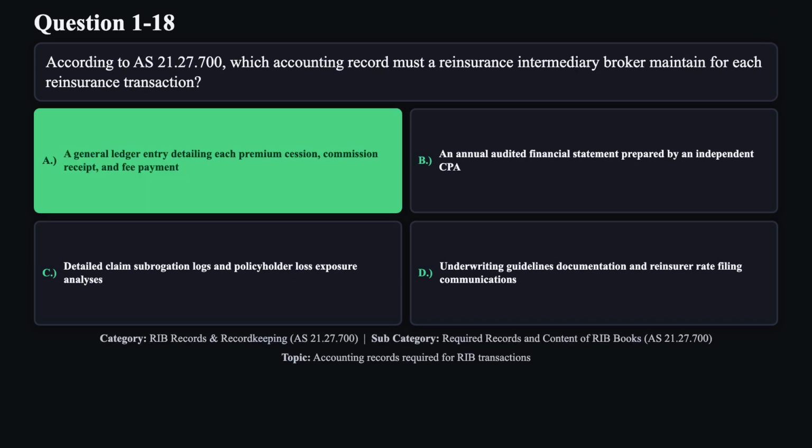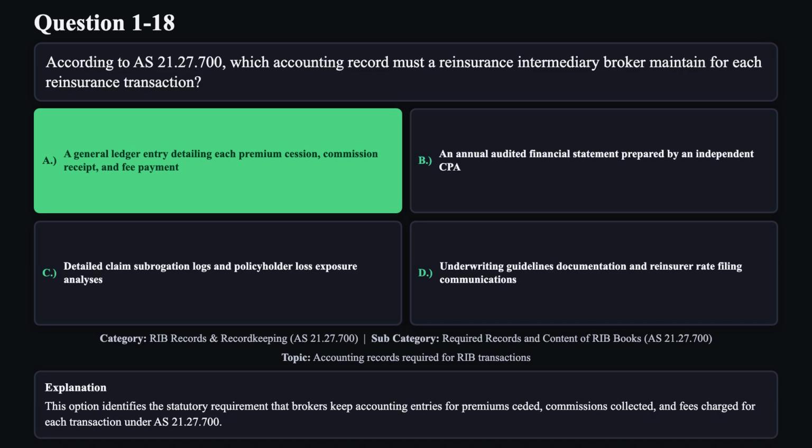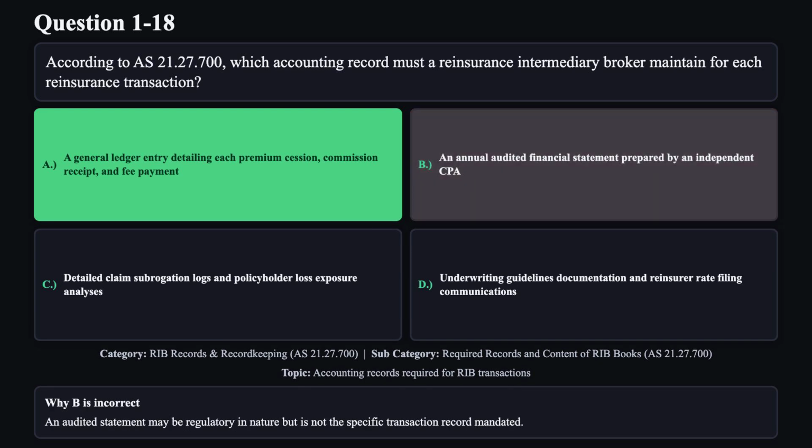The correct answer is A. This option identifies the statutory requirement that brokers keep accounting entries for premiums ceded, commissions collected, and fees charged for each transaction under AS 21.27.700. Reason B is not correct. An audited statement may be regulatory in nature but is not the specific transaction record mandated.